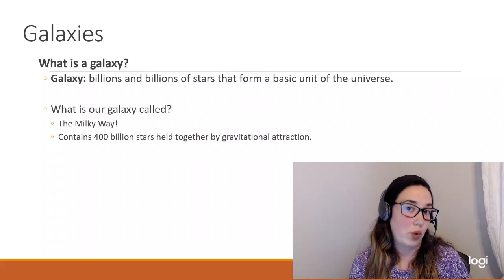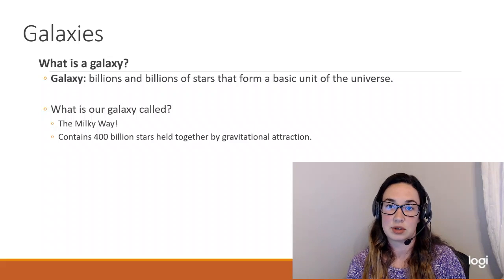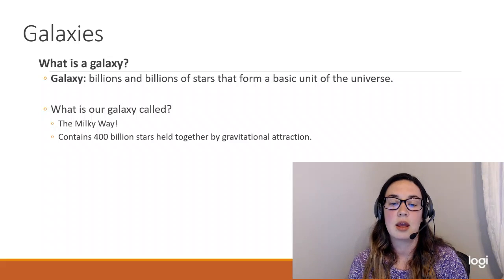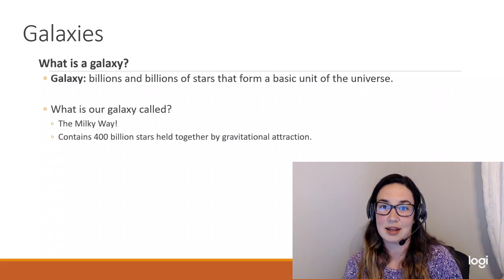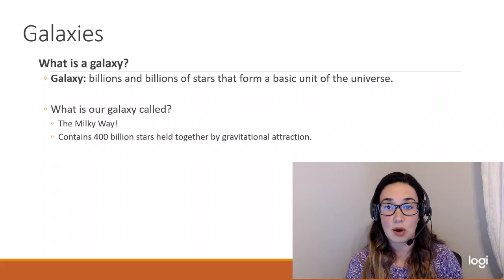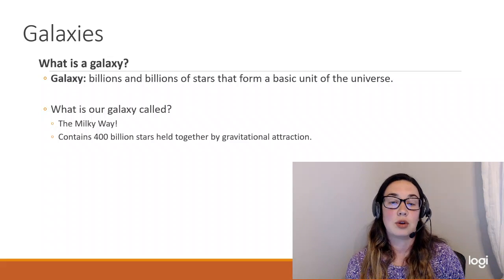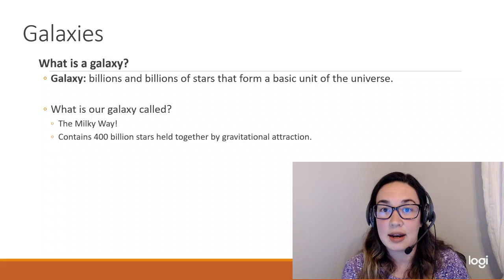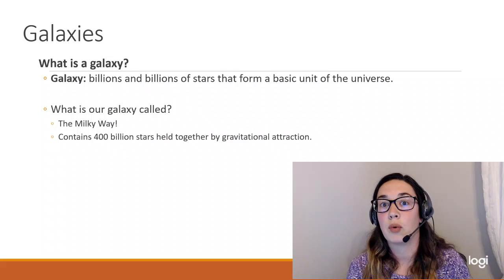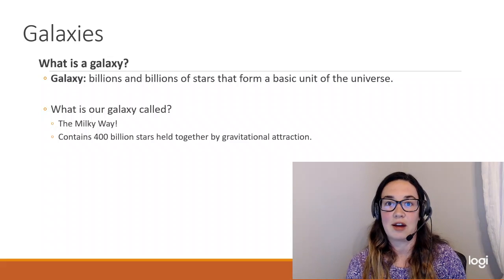So we ourselves and our sun and Earth and all of our solar system, all of our planets surrounding our sun, exist in a galaxy. It's a very large galaxy, and so it has a name, and it is called the Milky Way. So if you ever wondered what the name of our galaxy was, you've heard the term before, but that is the actual name of our galaxy. And it contains over 400 billion stars.